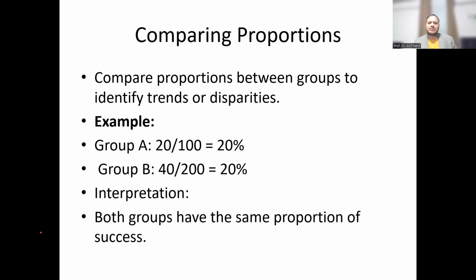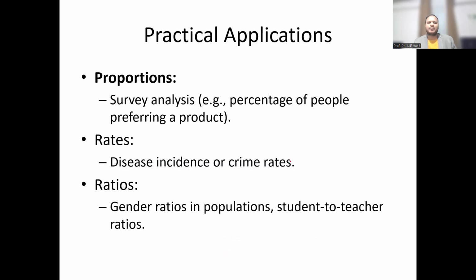So compare proportions between groups to identify trends or disparities. For example, group A is 20 over 100 and 40 over 1,000. Both groups have the same proportion. For example, if it is 60, then again you just do the mathematics, it will be 30%. You can say group B was higher in proportion. So you can do the comparison as well.